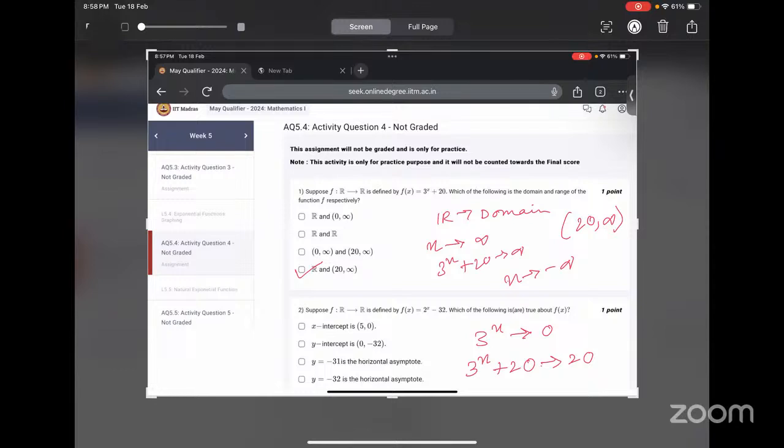Ma'am, can you draw the graph for this function, ma'am? Sure. So typically, an exponential function graph looks like that, right? Whenever you have plus 20, you have to shift it in the upward direction by 20. So it will look like that. Okay. Thank you. So you have to shift it upward by 20 units. Okay, ma'am.